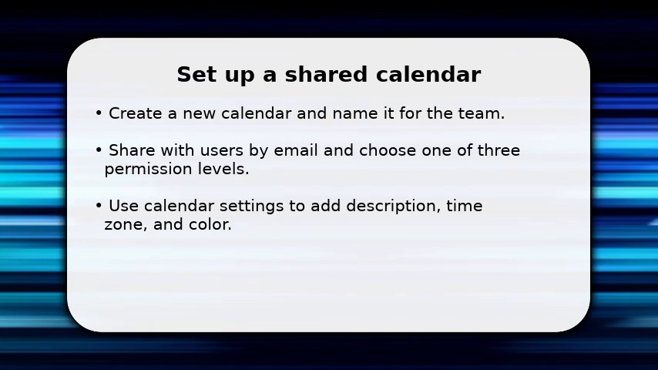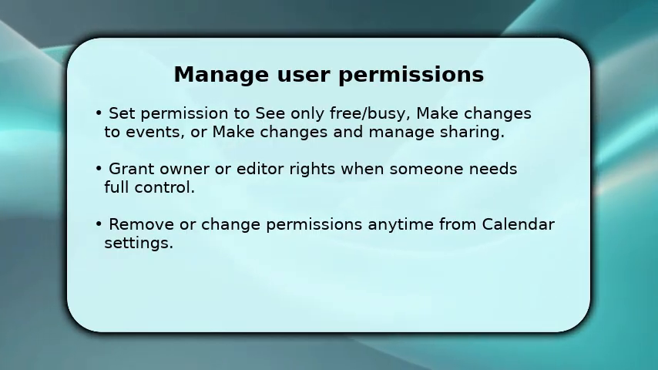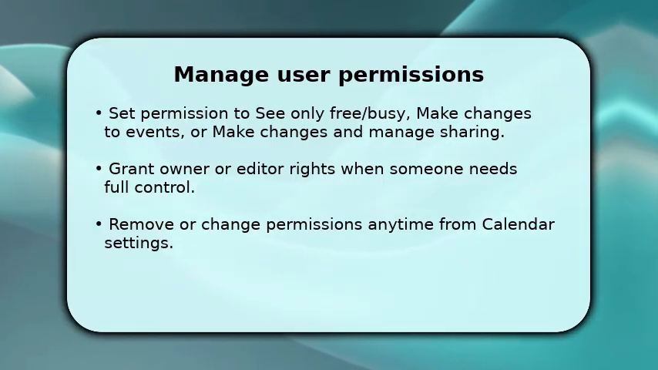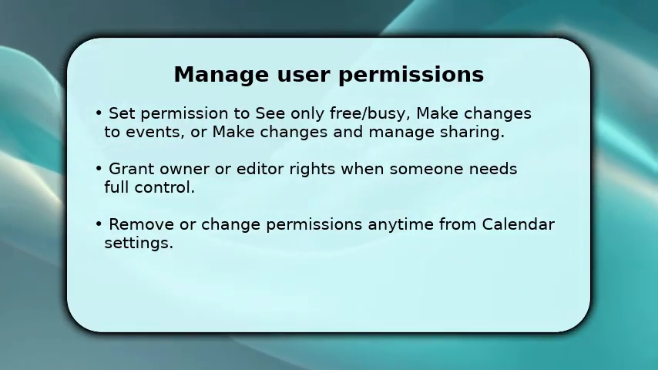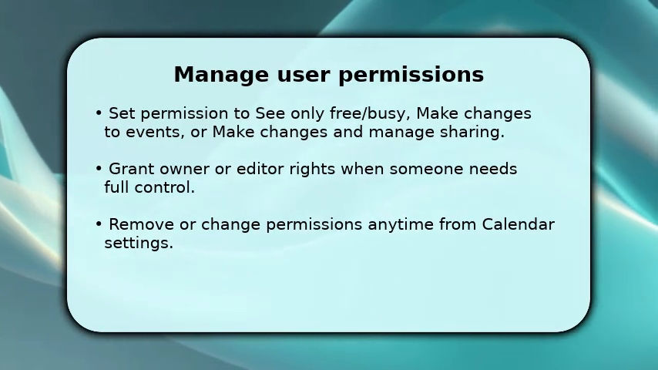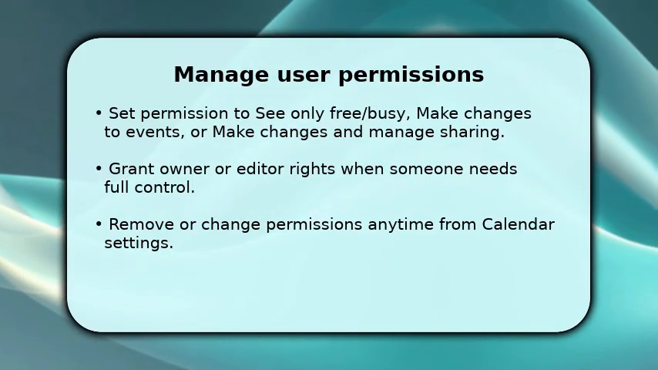Open Calendar Settings and choose the Shared Calendar from the left column. Scroll to access permissions and share with specific people to manage users. Set permission to see only free/busy, make changes to events, or make changes and manage sharing. Grant owner or editor rights when someone needs full control of events and sharing. Remember, you can change or remove permissions anytime from the same settings panel.